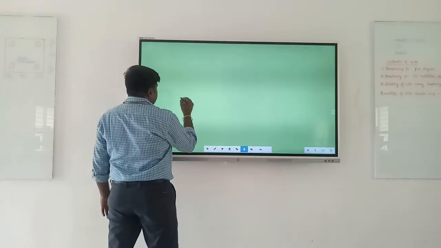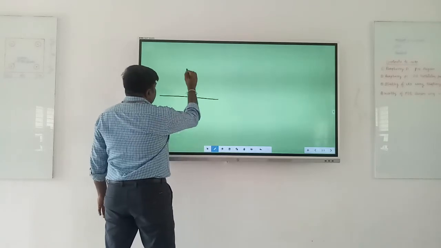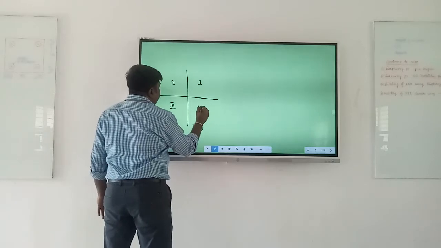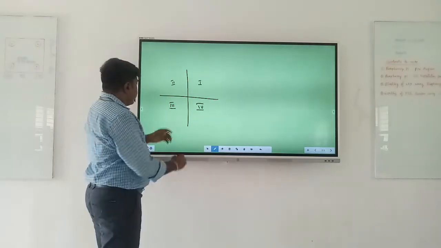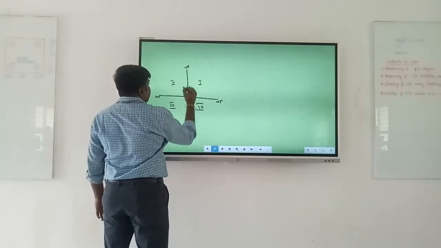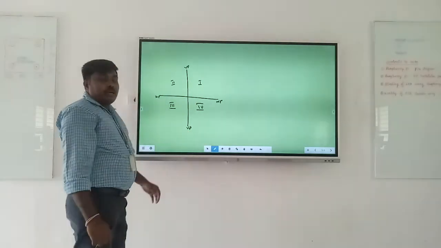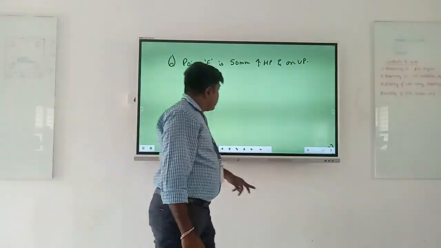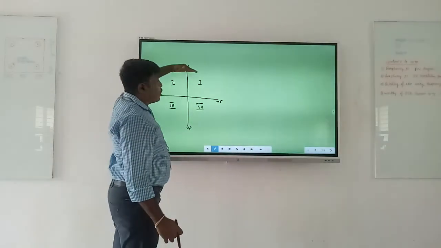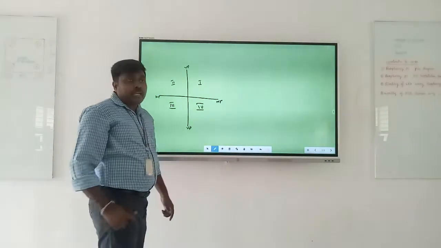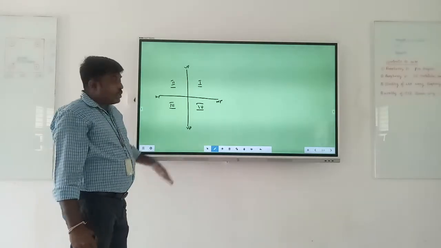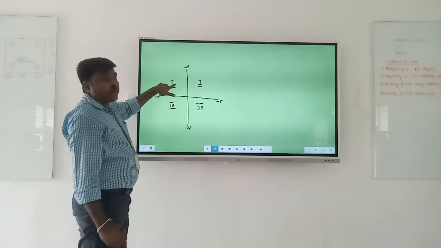See, these are your four quadrants. This is first, second, third, and fourth. So you know this is your horizontal plane, and these are your vertical planes. How will be the question? It says above HP and on VP. Above HP means what? Above horizontal plane. Above horizontal plane, how many quadrants you have? You have two quadrants, quadrant number 1 and quadrant number 2.